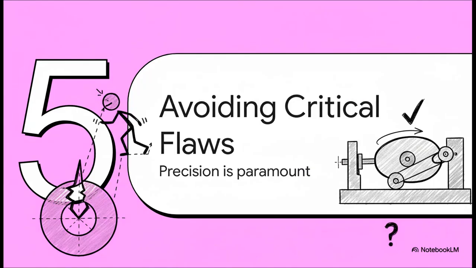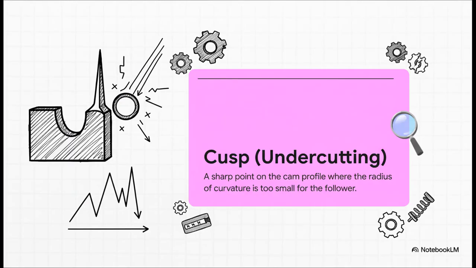Now let's talk about some absolute deal breakers, the kind of flaws that mean your design is fundamentally broken before you even try to make it. This is something called a cusp, or undercutting. Think of it like trying to drive a bus around a super tight corner in a parking garage. The bus just can't make that sharp of a turn. It's the same idea here. If the cam profile has a curve that's tighter than the radius of the roller follower, the follower physically cannot follow that path. It'll get to that sharp point, lose contact, and then slam back down. It's a catastrophic failure waiting to happen.